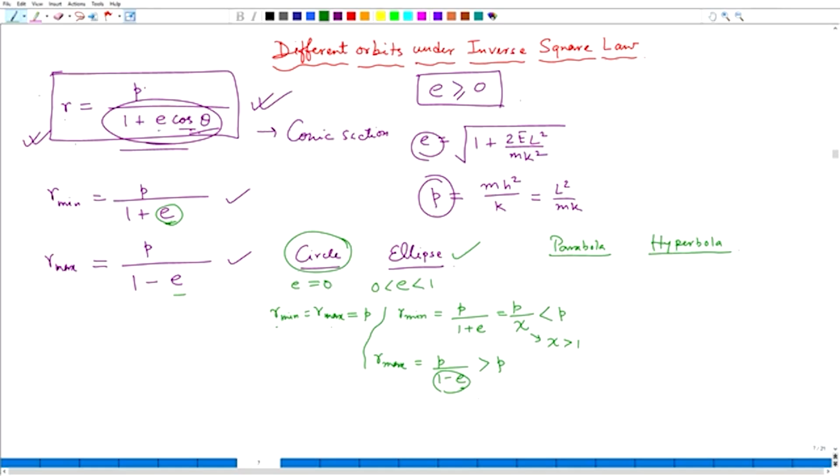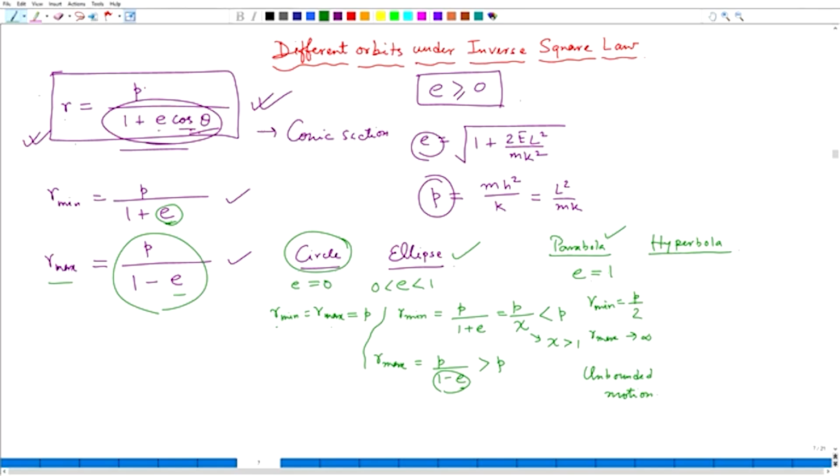Okay. For parabola, what happens? We know again from coordinate geometry, E is exactly equal to 1. The eccentricity is exactly equal to 1. Now, what happens if you have this? Then R mean is equal to P by 2, but R max is already infinity. So, you have R mean P by 2 and R max is infinity. So, you have unbounded motion. Again you see the results are so consistent with each other, unbounded motion, just for E equal to 1.